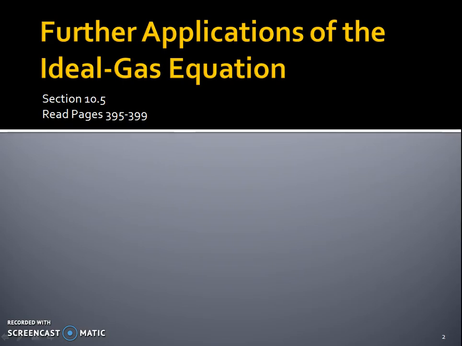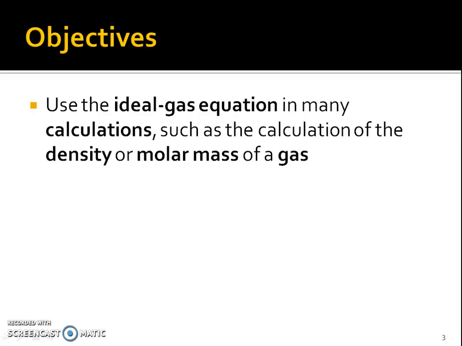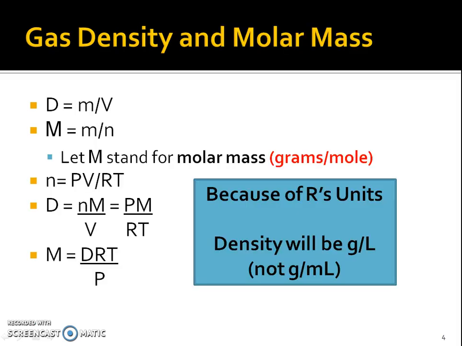This is Mrs. O'Neill for AP Chemistry, Chapter 10, Section 5, Further Applications of the Ideal Gas Equation. Your objective is to use this ideal gas equation in calculations, but now we're going to be dealing with density and molar mass of gases. So pause, fill in the blanks, and then play to hear my words.